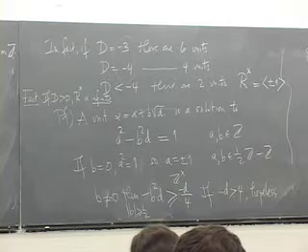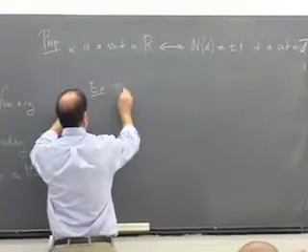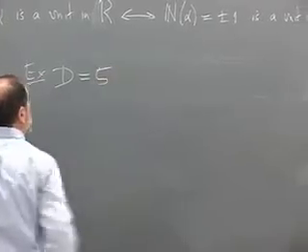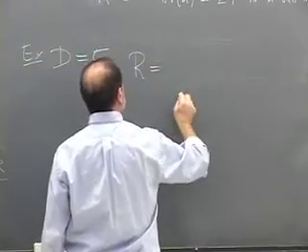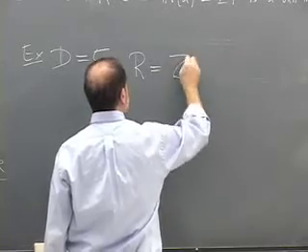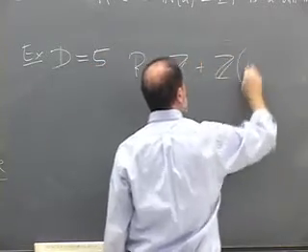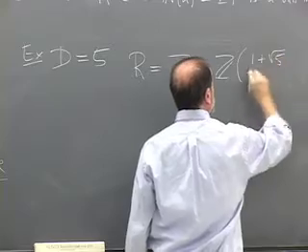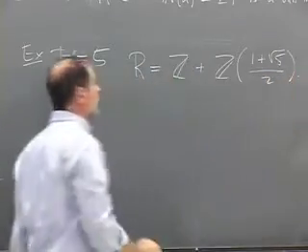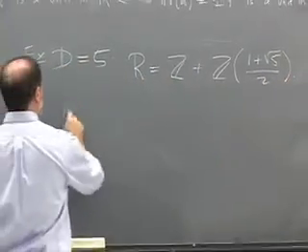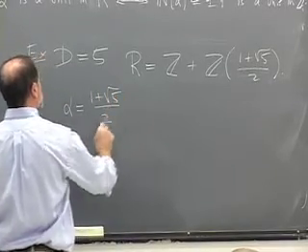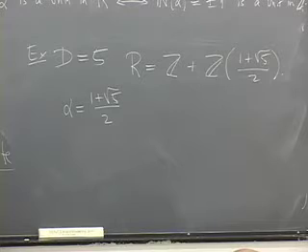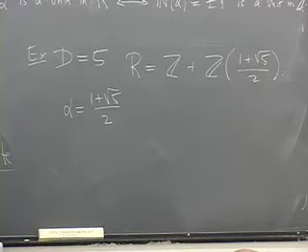Example. D is equal to 5. That's the smallest positive d. So there R is equal to Z plus Z times (1 plus the square root of 5)/2. Now let alpha be the number (1 plus the square root of 5)/2. This is a famous number in the history of math called the golden mean.